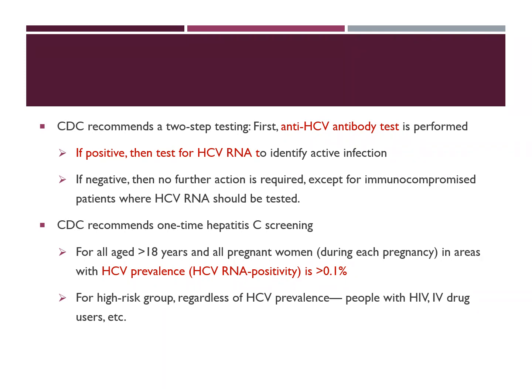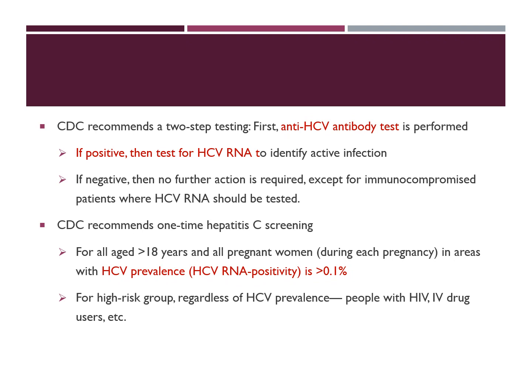Now, one-time hepatitis C screening is also recommended by the CDC for anyone aged more than 18 years, and all pregnant females during each pregnancy should go for HCV testing, in settings where the HCV prevalence is more than 0.1%. So those countries which have a prevalence rate more than 0.1%. In our country, India, we have a prevalence of 1%. So there, all persons who are more than 18 years, and all pregnant women in each pregnancy, should go for HCV testing.